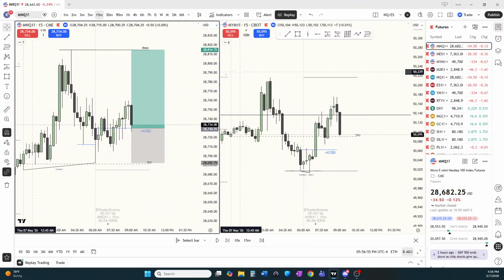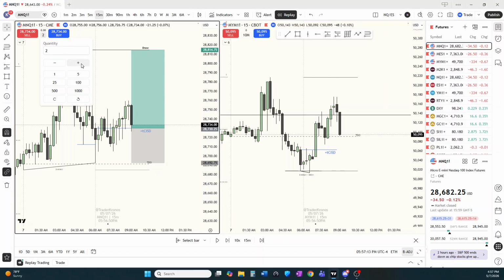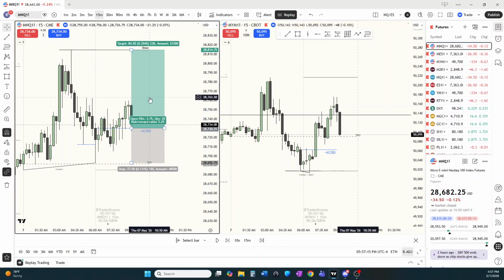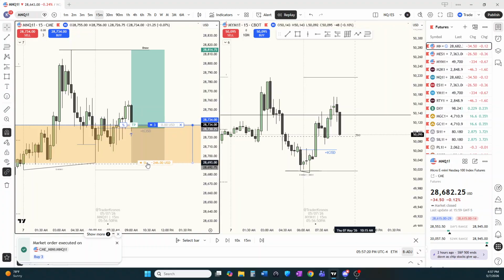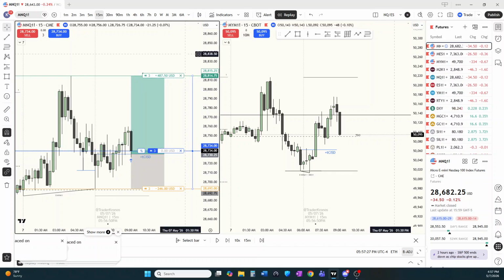So let's just go ahead and throw on, was it 37.5 micros? Would be what? 75. So we've got 3 micros, probably what most people would take if you're trading a 50K account. All right, stop loss goes here. Take profit goes there. Okay.